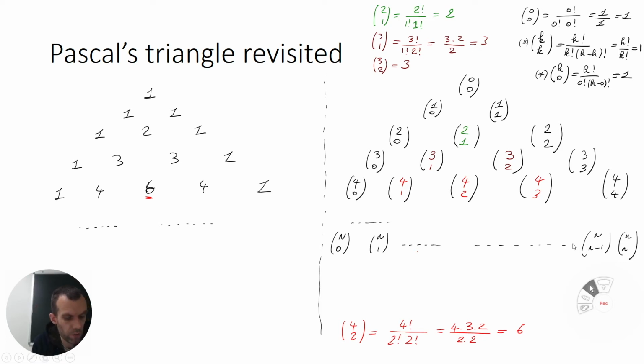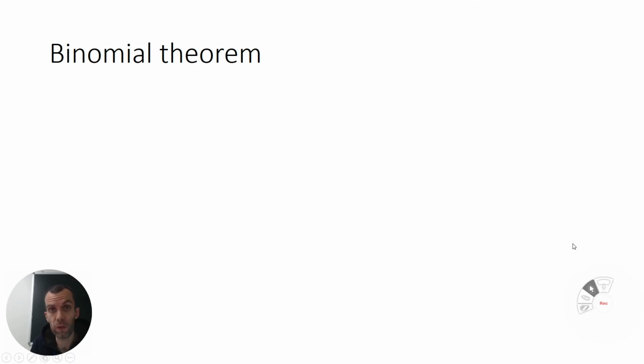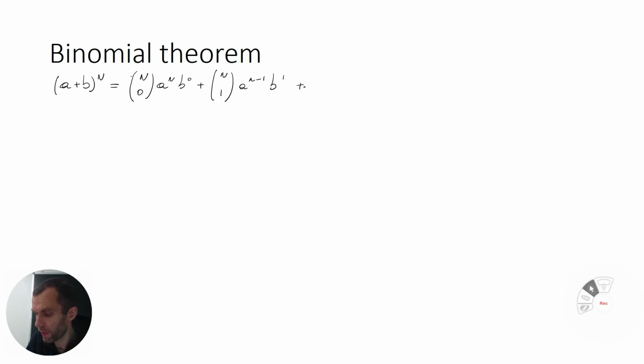And now this gives us a particularly nice way of writing the expansion of a sum of two things, and that is what the binomial theorem is going to give us. So let's revisit the thing that we started from, (a plus b) to the power n. The binomial theorem tells us that we can write that as n choose 0, a to the power n, b to the power 0, plus n choose 1, a to the n minus 1, b to the power 1, plus n choose 2, a to the n minus 2, b squared.